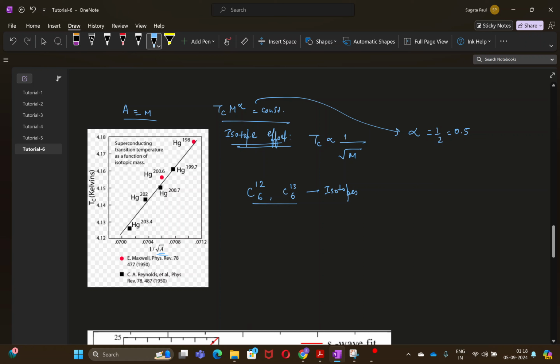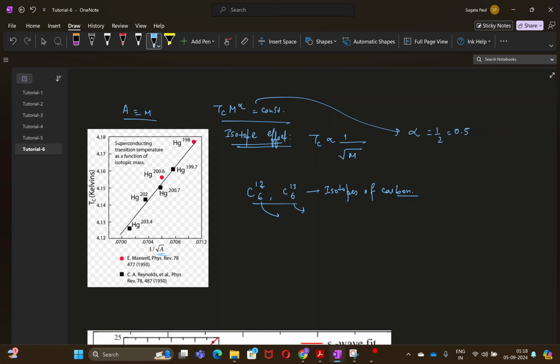So this is a generic example. Do not think that this is the isotope effect of superconductivity, because carbon is not a superconductor, you know that. But this will be valid for some superconducting element and its isotopic variants. For a simple example, you already know that C12 and C13 are both isotopes of the carbon element. And why are they called isotopes? Because they have the same number of protons, which is 6 here, and it is also equal to the number of electrons present in the orbitals of the atom.